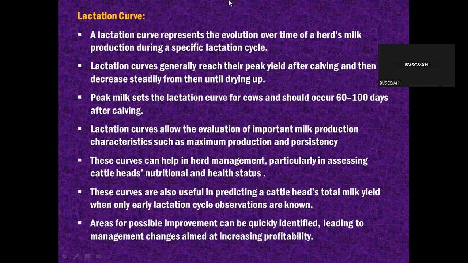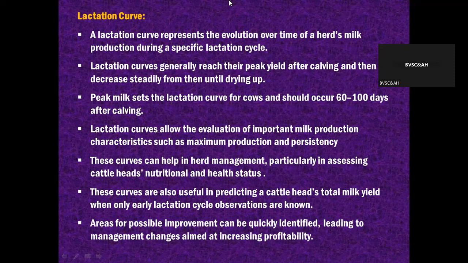With that, we'll start today's lecture on lactation curve, on the lactation cycle. Earlier in our previous lecture, we discussed the lactation cycles that comprise different phases: the early lactation, the late lactation, mid lactation, then dry off, or the dry period. That is a lactation cycle in case of animals. And the lactation curve simply represents the evolution over time of a herd's milk production during a specific lactation cycle.